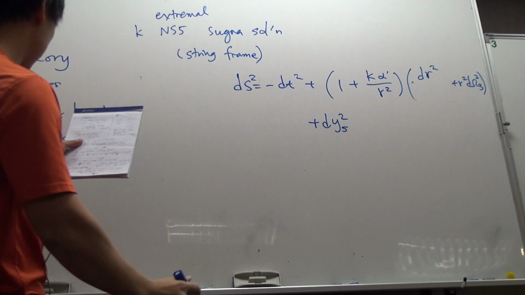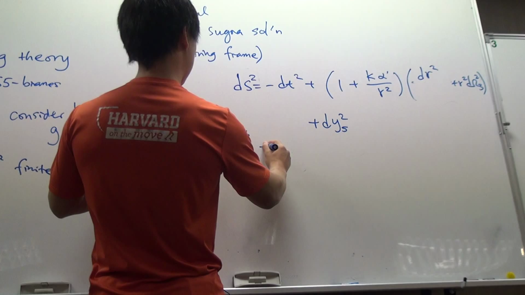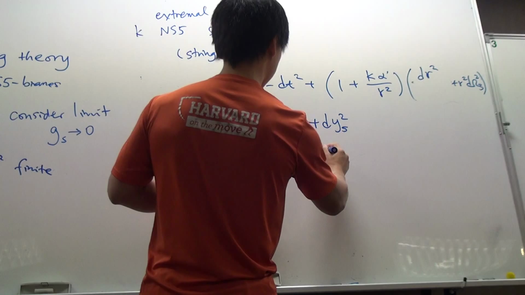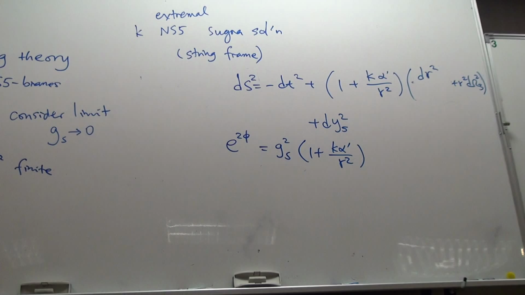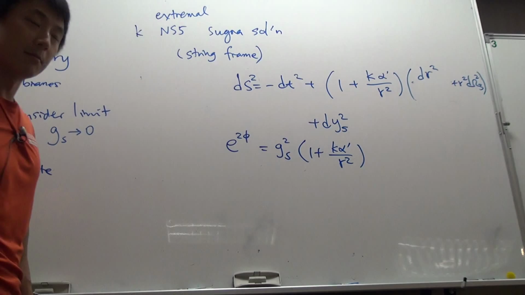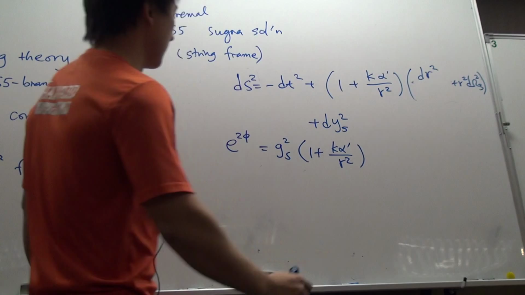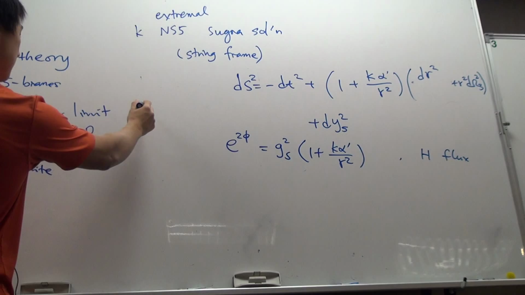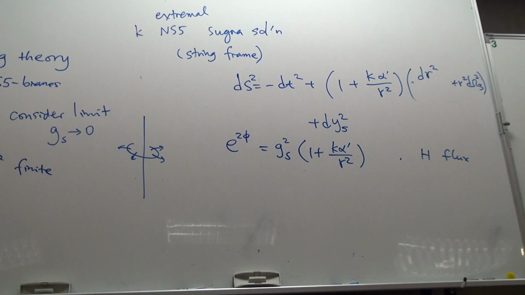I forgot to write down the dilaton in the background, which is varying: e to the 2 phi is the asymptotic string coupling squared times 1 plus k alpha prime over r squared. So the asymptotic string coupling is g_s, and the string coupling becomes strong as r goes to 0. And there's also H flux, which I won't write here, but basically you have this NS5 brane with the surrounding transverse S3, and the integral of the H field, the field of the B field, around the S3 is equal to k.